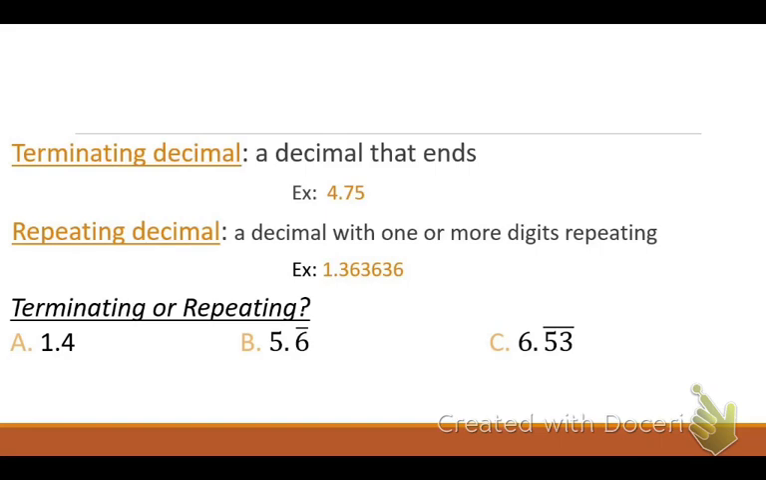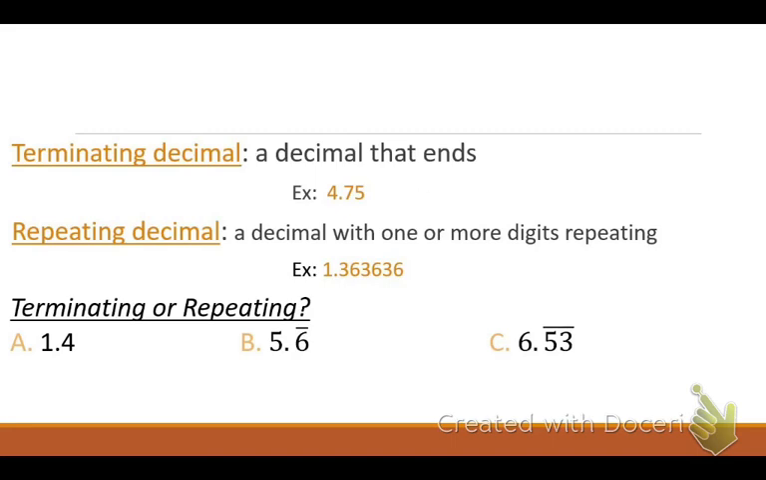So you can see, for example, what did you write down as your example in red pen? 4.75. That has an ending. Here's another example. You don't have to write this down, but 1.2. It ended. Who can give me another example of a terminating decimal? A decimal that ends. 1.3. Okay, very good. So those are terminating decimals because they end.